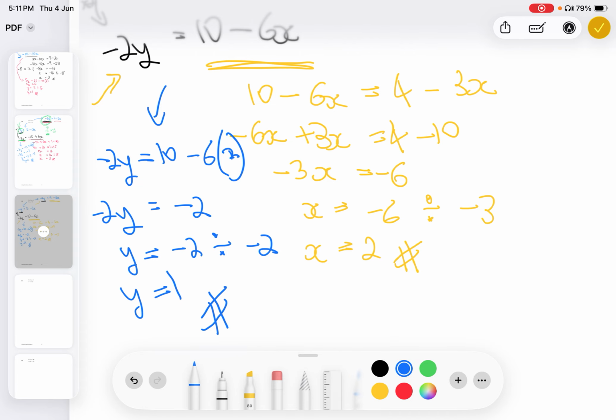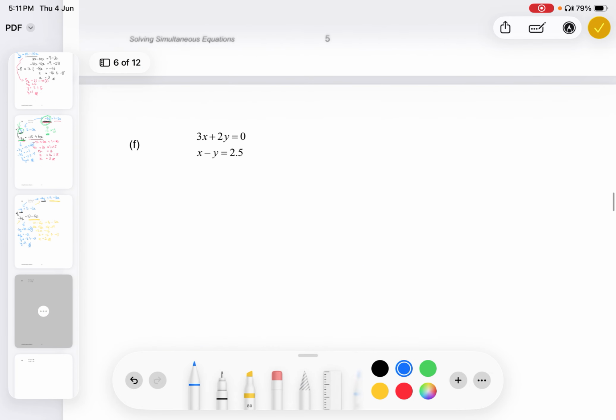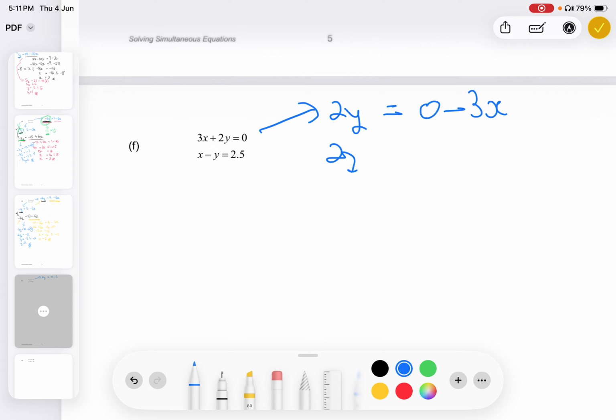You see this part. Okay, for this. Okay, then we come to the next one. So again, for the next term, this one will be 2y equals 0 minus 3x, so 2y will be negative 3x. For this case, negative y is 2.5 minus x. So this is 2y, this is negative y.